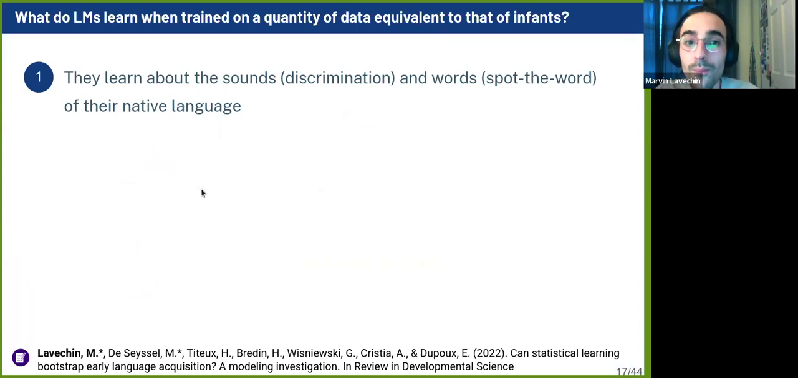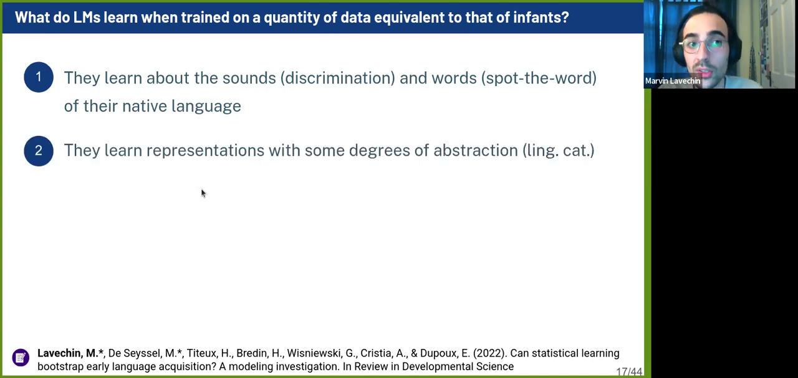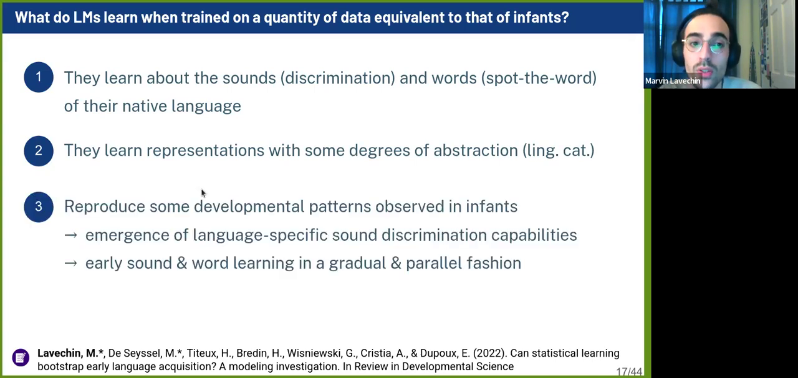All right, so to wrap up on this first study, our question was: what do language models learn when trained on a quantity of data equivalent to that of infants? Or children would be more appropriate, because it's from 0 to 3 years old. We showed that they learn about the sounds and words of their native language. They learn representations with some degree of abstraction that are structured along linguistic categories. And they reproduce some developmental patterns observed in infants.